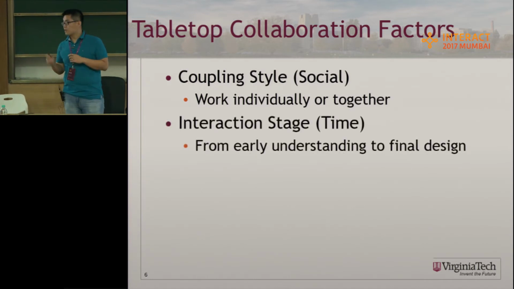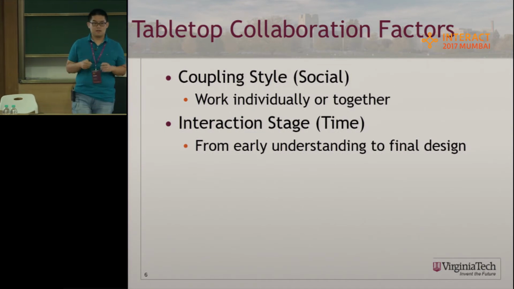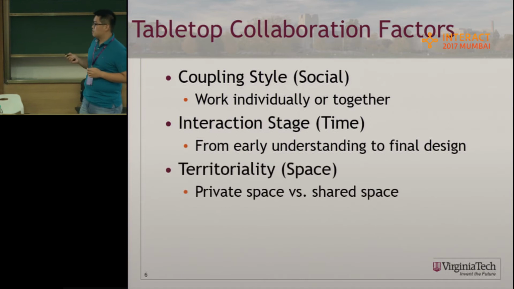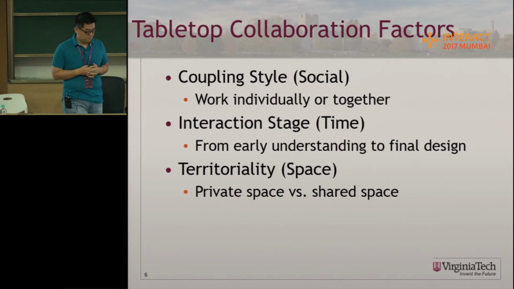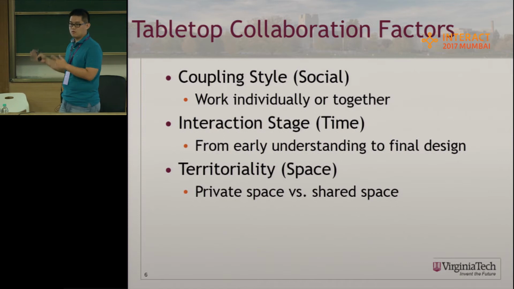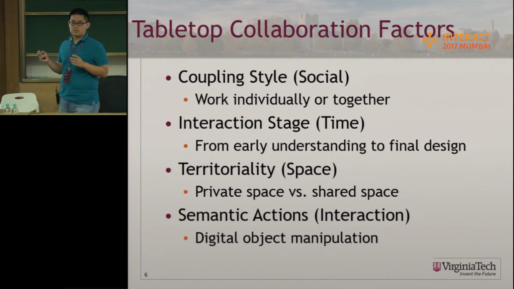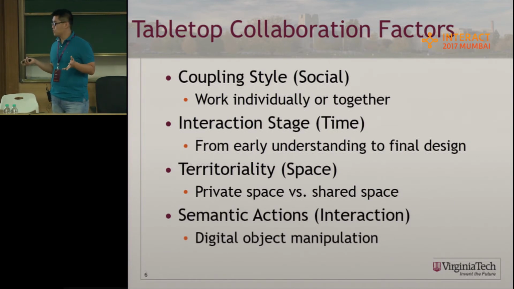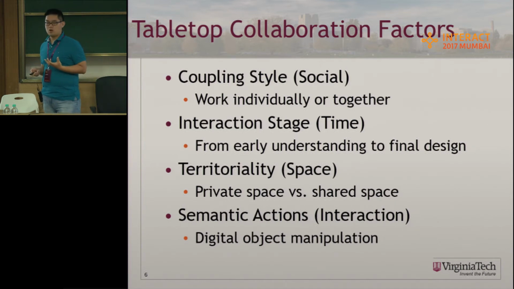The second factor is from the time perspective. It's more about interaction stage, from the early understanding to the final design. So we look from the time perspective as well. The third one is from the space perspective. It is called territoriality, a terminology proposed by Stacey Scott, and so we look into how people's simultaneous and sequential interactions happen in their private space versus the shared space. And the last one is their interaction part, which is semantic actions. So we see how they perform those two types of interactions with the digital objects.